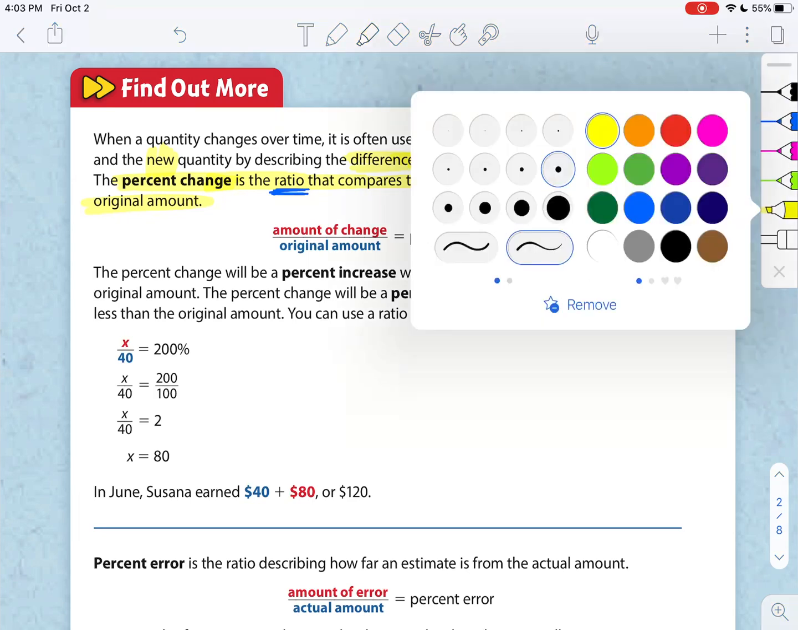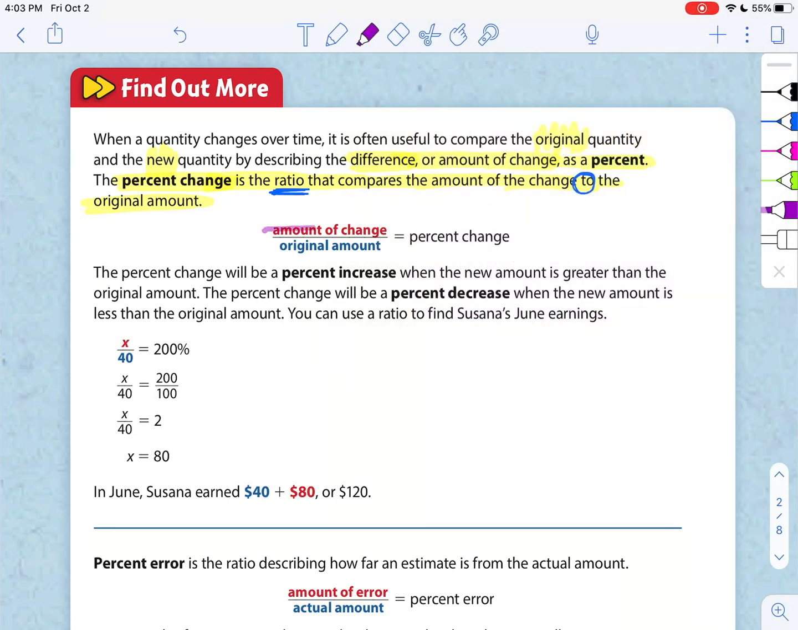So you can see how they've written that as a ratio, the amount of change to the original amount is the percent of change. And we say percent change because sometimes that change is an increase and sometimes that change is a decrease. The percent change will be an increase when the new amount is greater than the original. The percent of change will be a percent decrease when the new amount is less than the original. So if your amount goes up, it's a percent increase, and if your amount goes down, it's a percent decrease.